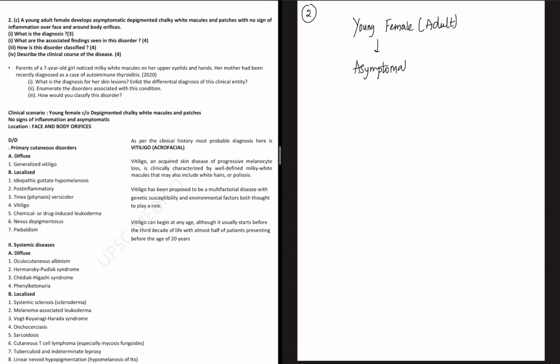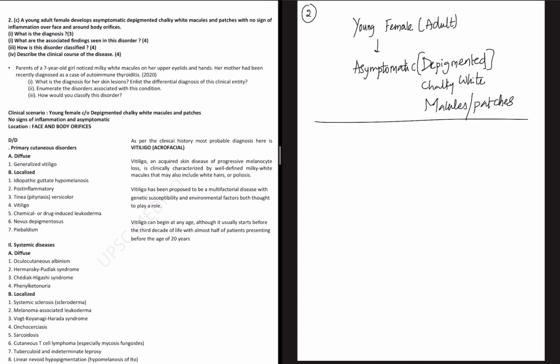asymptomatic, depigmented lesions, there are no symptoms like itching and all. These are depigmented, chalky white macules. Sometimes the size is bigger so that they coalesce and form patches, and there is no inflammation. No inflammation means any inflammatory reason for hypopigmented patch is ruled out.